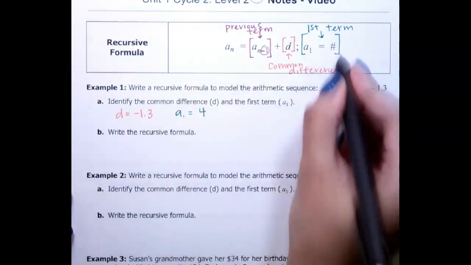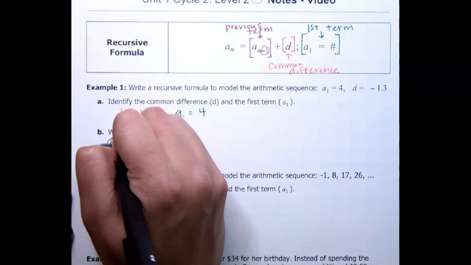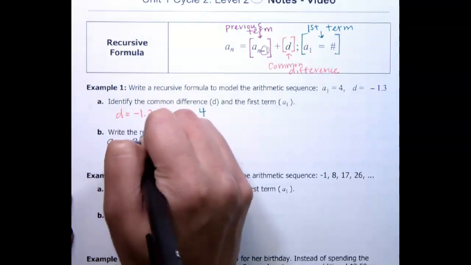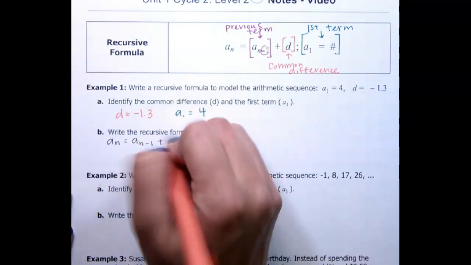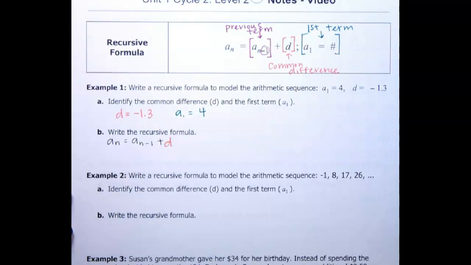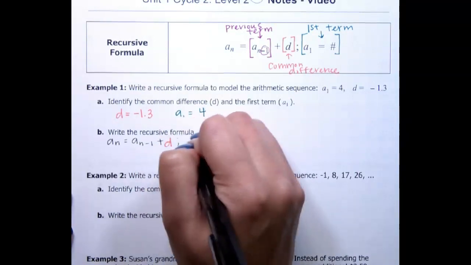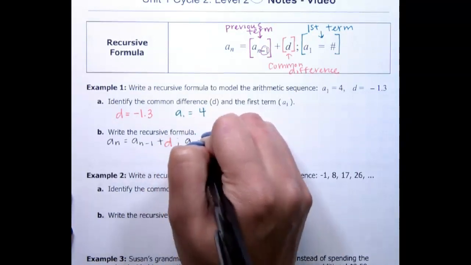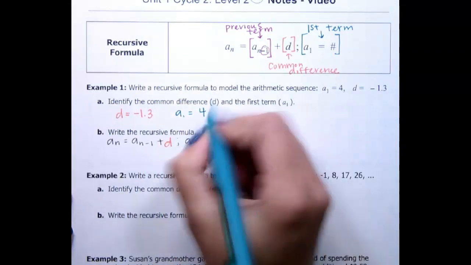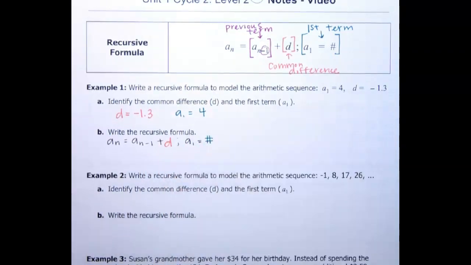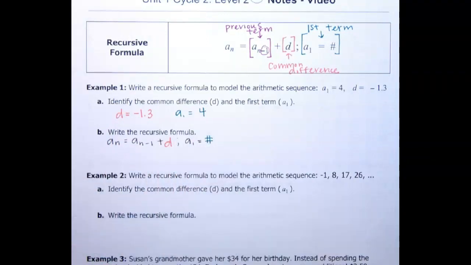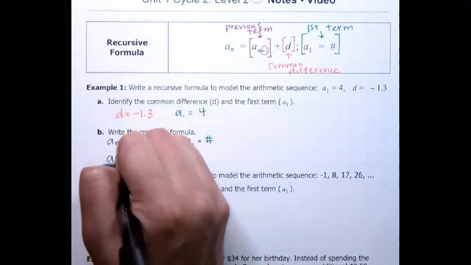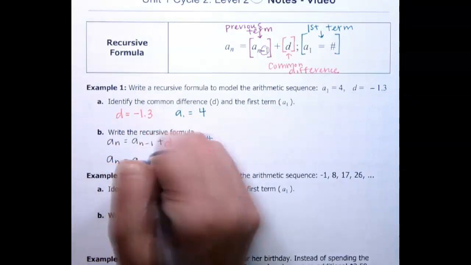So I'm just going to rewrite the recursive formula up here. A sub n equals a sub n minus 1 plus my common difference. And then I also have to list my first term. So only the things that are in color are the things that are going to be replaced. The common difference, which we already have, and the first term.